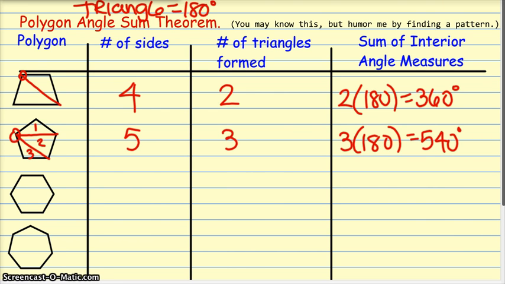I'm going to keep doing this down the rest of the table, and you should hopefully see a pattern. A 6-sided figure, I'm going to start in a corner and go across, across, across. If I were to go here, it's not referred to as a diagonal because it's just the side. So that means I have 1, 2, 3, 4 triangles formed. 4 times 180 gives us 720.